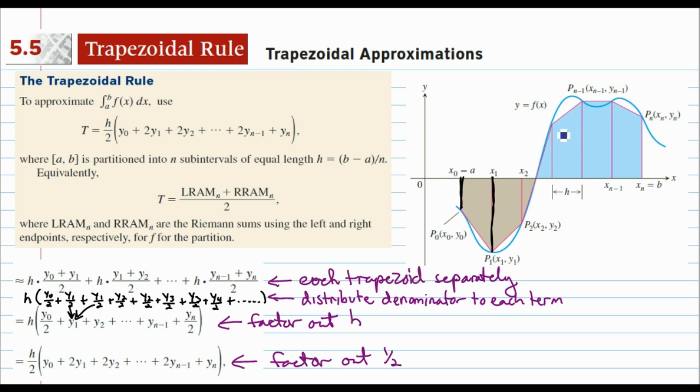As you can see from the picture, they're a little bit more accurate. They don't have a ton of overlap or a ton of underlap, I guess. And of course, the narrower they get, the more accurate they would be.